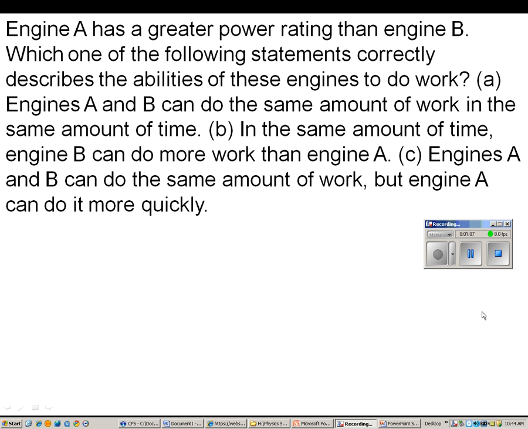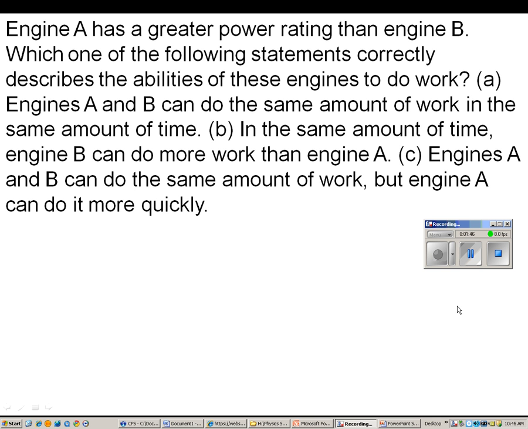Here's a situation. We'll read through this together, and then you think of an answer, and then we'll pick which one is correct. You can pause the video. Engine A has a greater power rating than engine B. Which one of the following statements correctly describes the ability of these engines to do work? A. Engines A and B can do the same amount of work in the same amount of time. B. In the same amount of time, engine B can do more work than engine A. C. Engines A and B can do the same amount of work, but engine A can do it more quickly. So you decide which one you think you should pick.